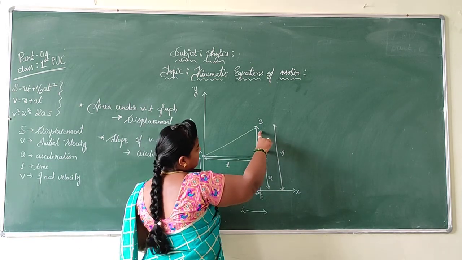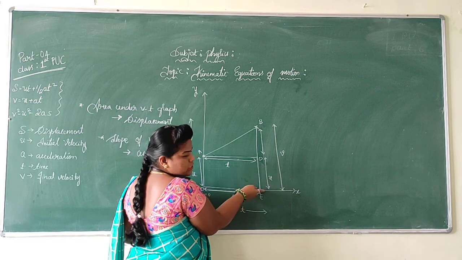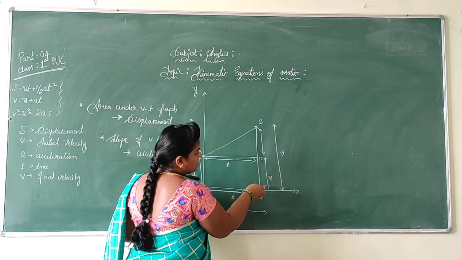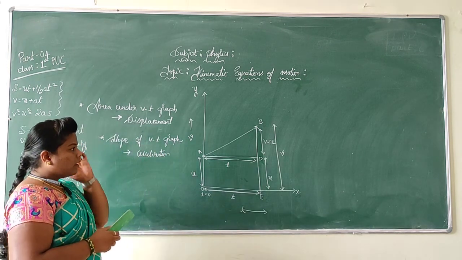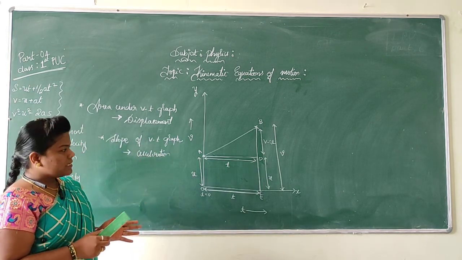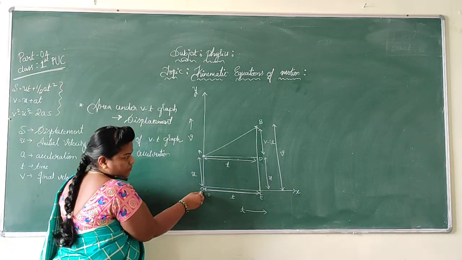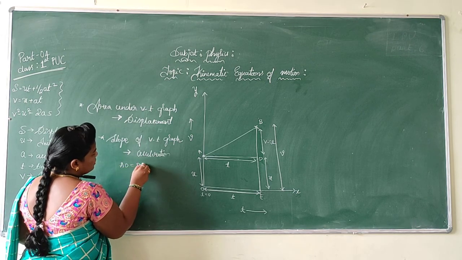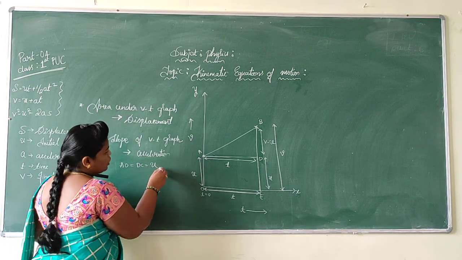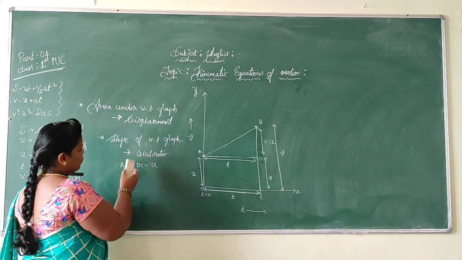What is the value of BD then? The value of BD can be written as v minus u. V minus u gives you the value of BD. So let us note it down. I want to note all the things which will come under this graph. AO is equal to DC, which is equal to u, because those two are parallel.